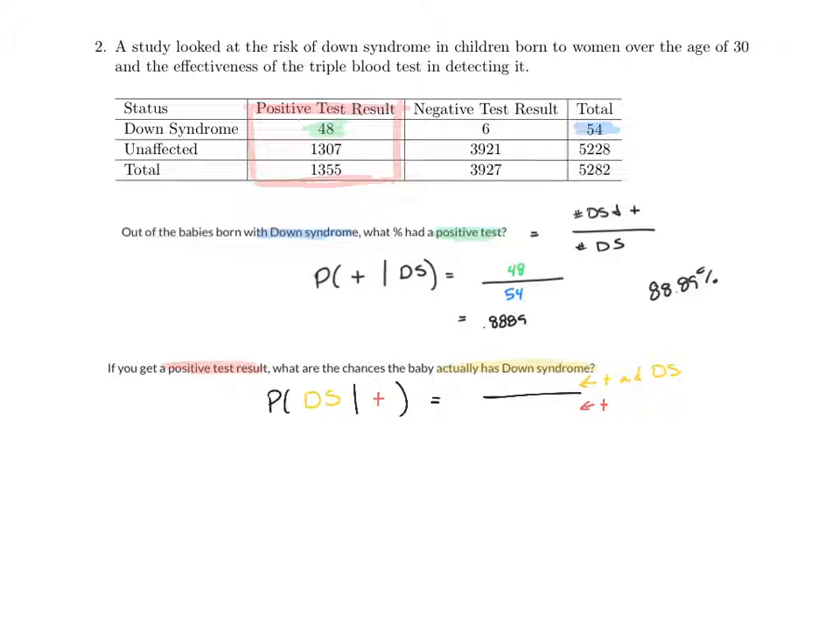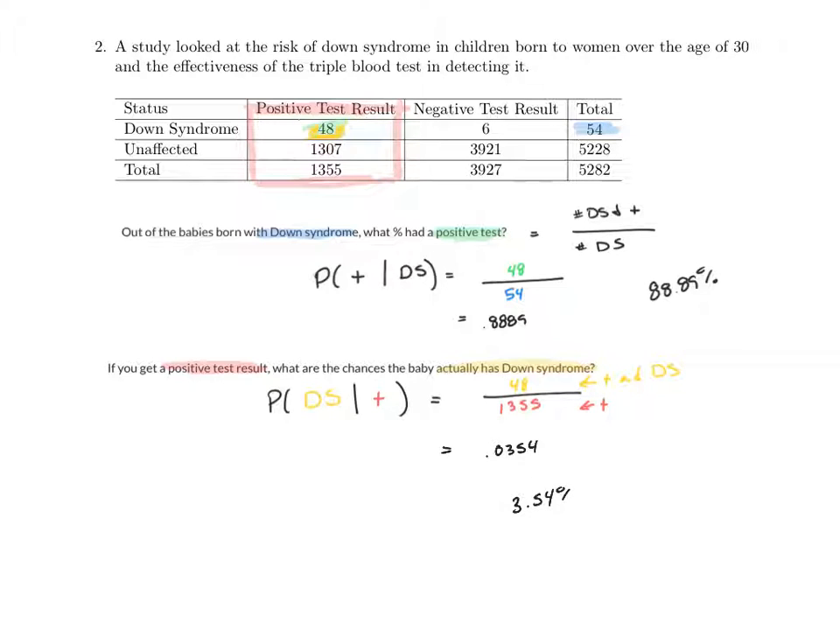So looking only at this column right here, I need to know, first of all, how many had a positive test result. And that's 1355. The number on top here will be the number who are positive and Down syndrome. So looking at this, positive and Down syndrome is going to be this number right here, 48. So that'll be on top. In short, out of the 1,355 women who got a positive test result, 48 had babies with Down syndrome, or 0.0354.